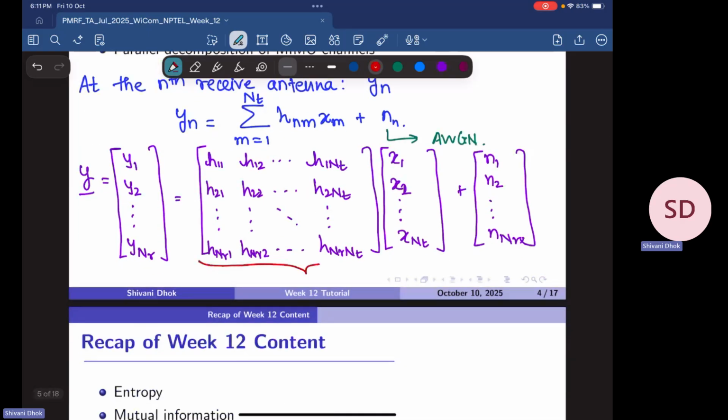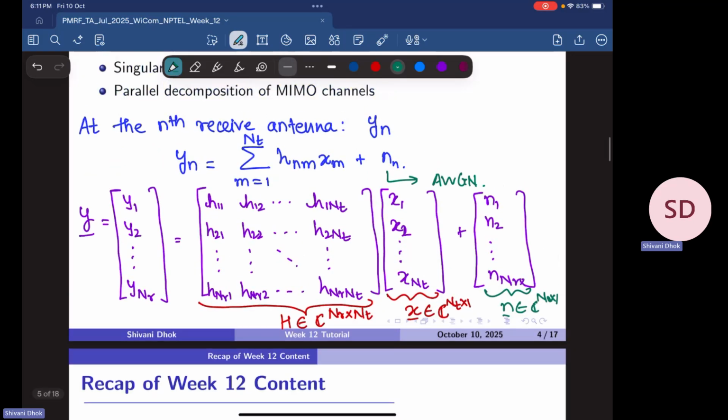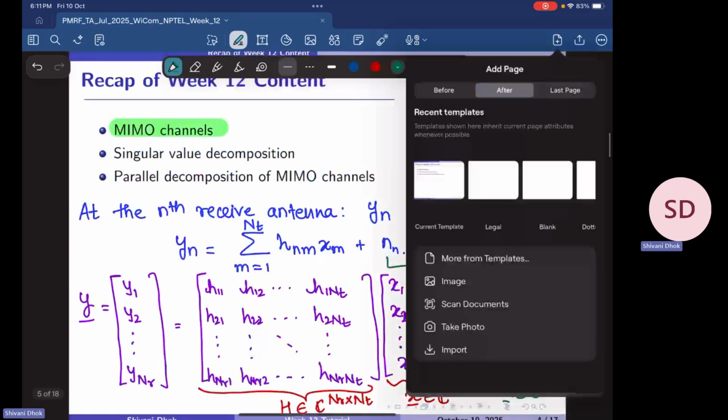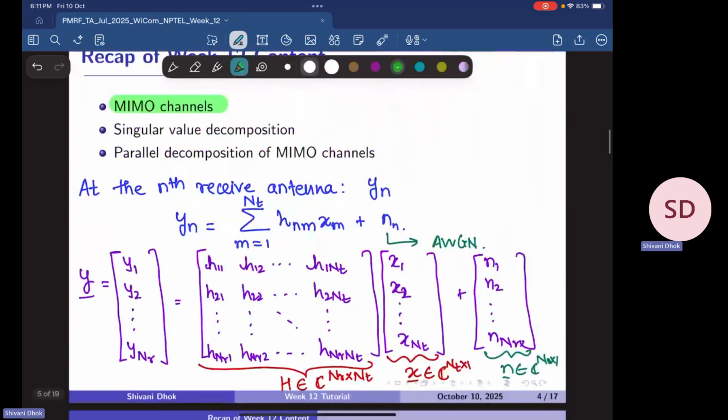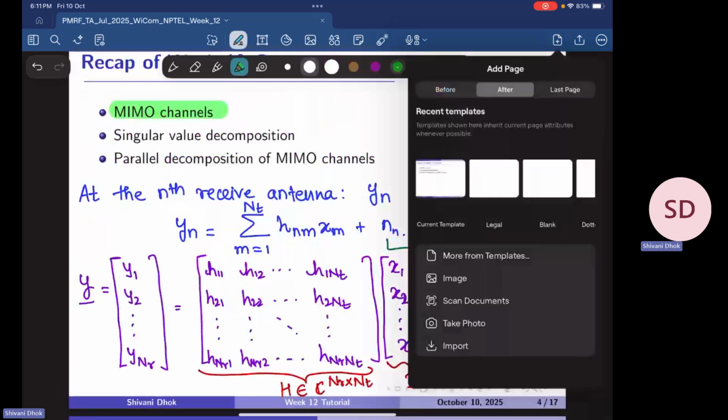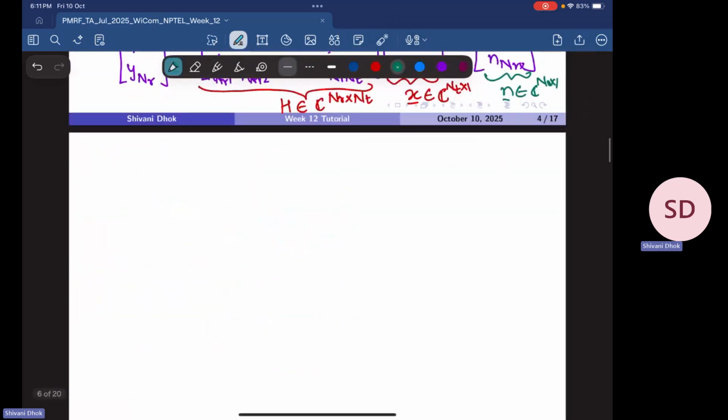So this is your channel matrix H, of dimensions NR cross NT. This is your transmit vector x, which has a dimension of NT cross 1, and this is your noise vector, which has a dimension of NR cross 1. We are still discussing MIMO channels. So what we get here is y equal to Hx plus n.